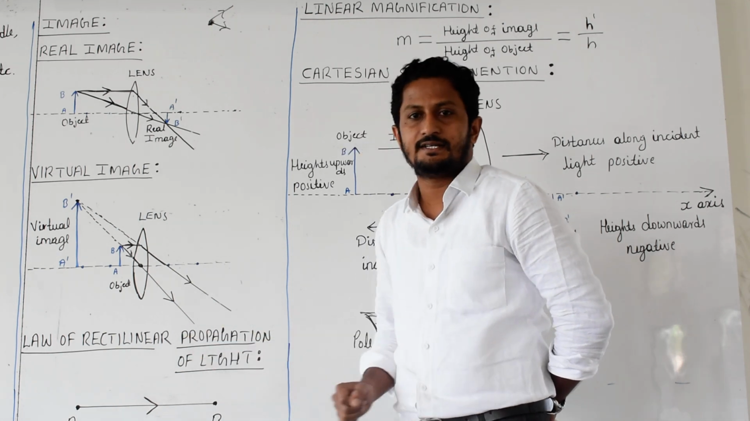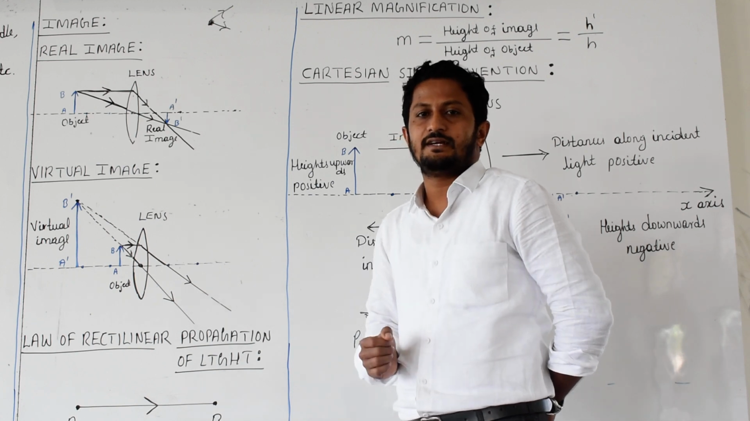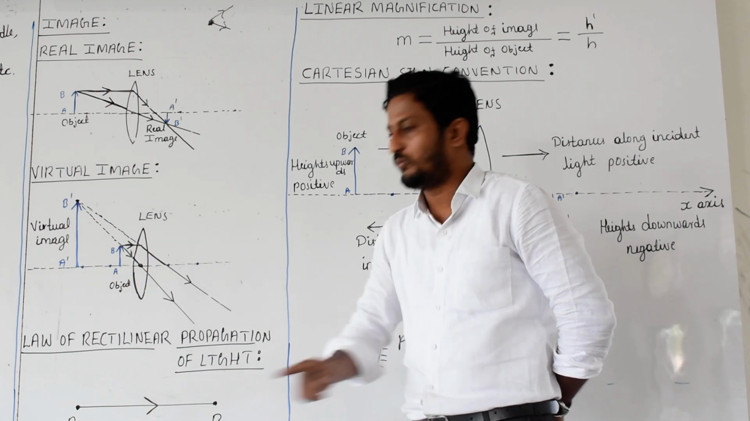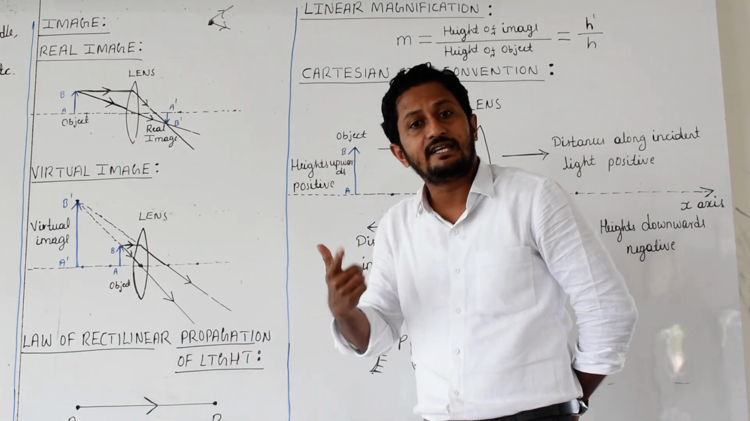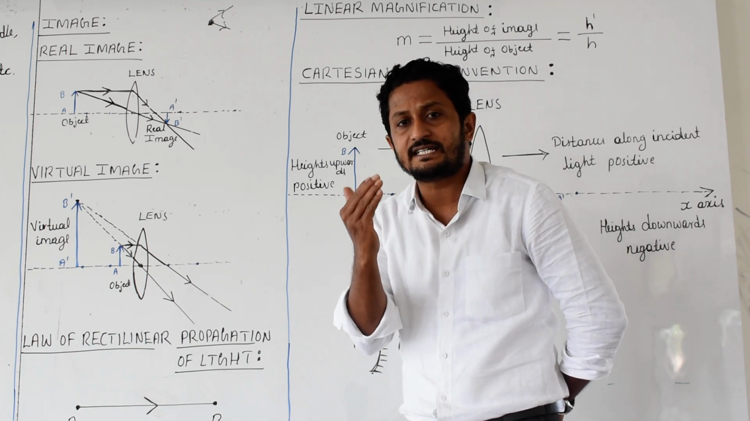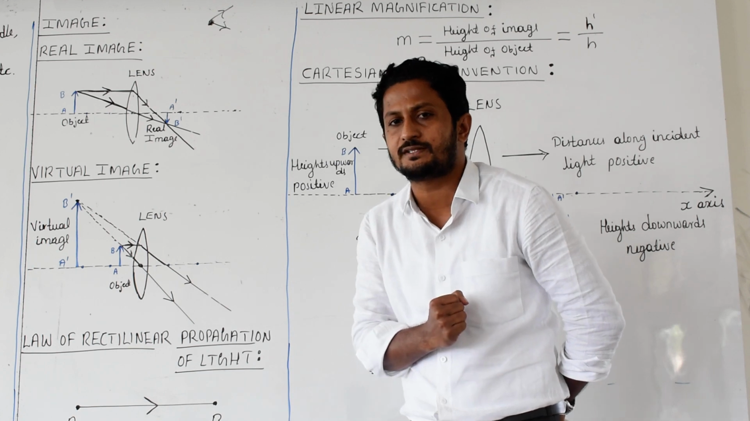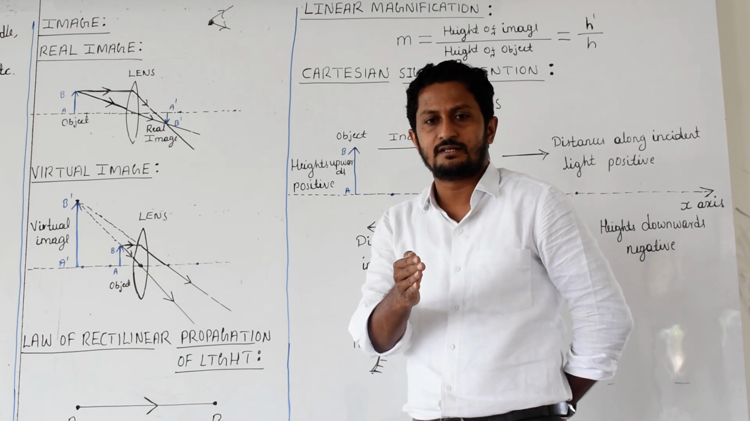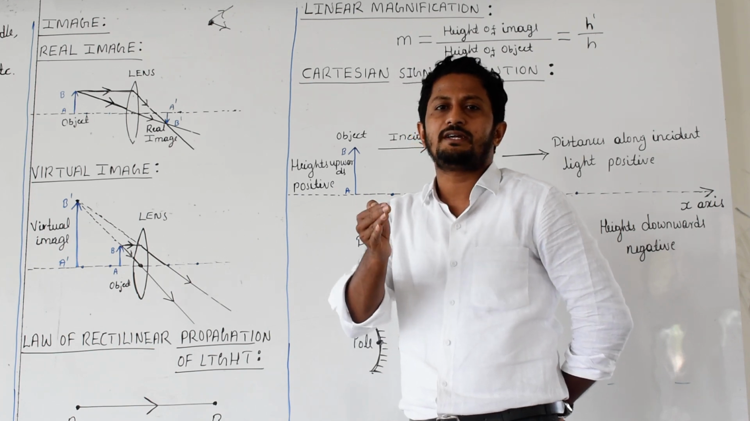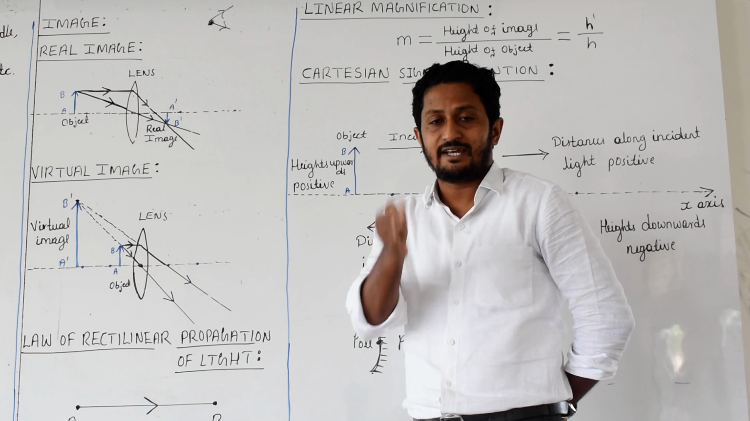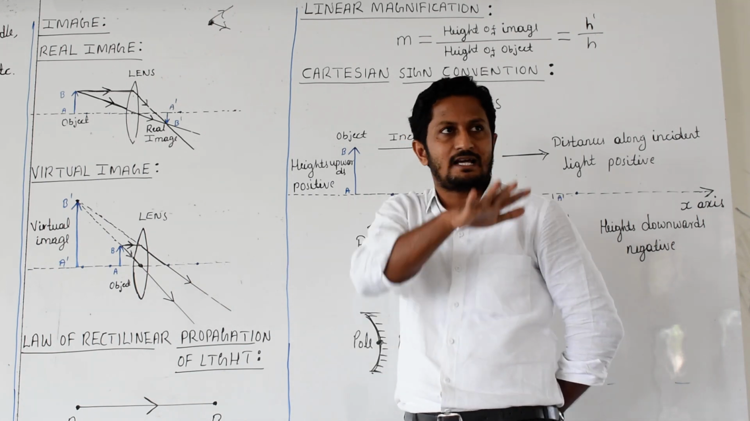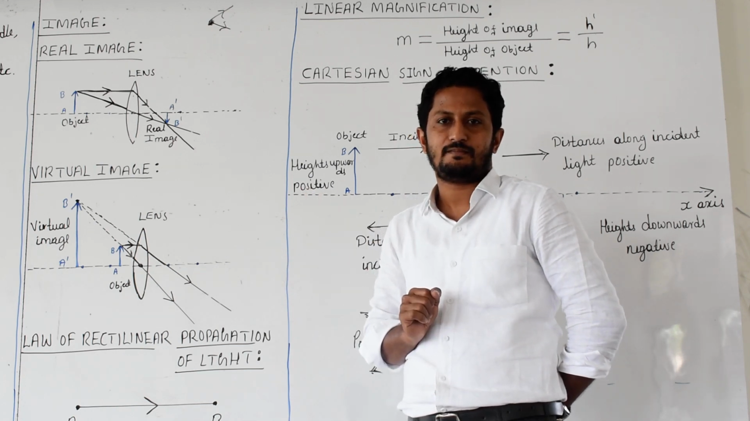It states that a light ray moves along a straight line in a homogeneous medium. What does homogeneous mean? Homogeneous means a medium in which the properties are the same throughout its volume. Meaning what? You imagine this classroom as one medium.